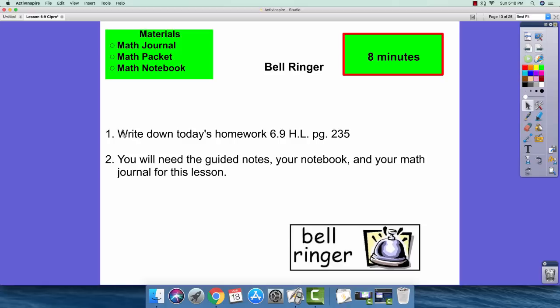Before we get started, write down today's homework and make sure you circle the homework page for tonight. So tonight you need to do the 6.9 home link, and that's page 235. That is homework, so make sure you circle that page in your packet. Also, before we begin, you'll need your guided note paper, you'll need your notebook, and you'll need your math journal for this lesson, most likely. So pause the video, get those things out.